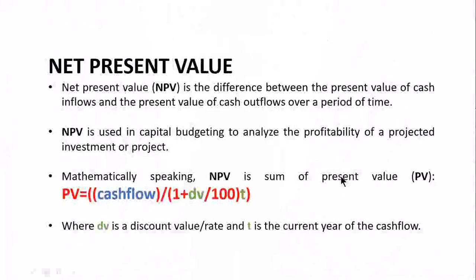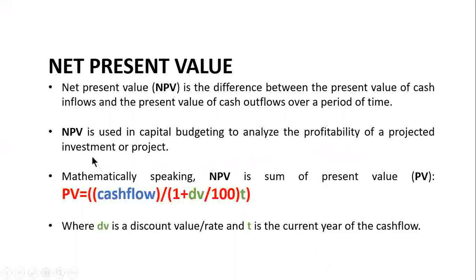Now let us begin with the net present value, properly known as NPV. NPV is the difference between the present value of cash inflow and the present value of cash outflow over a period of time. That's what you call net present value. NPV is used in capital budgeting to analyze the profitability of a projected investment, or simply put, a project.